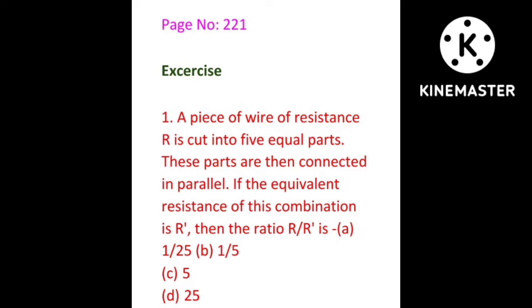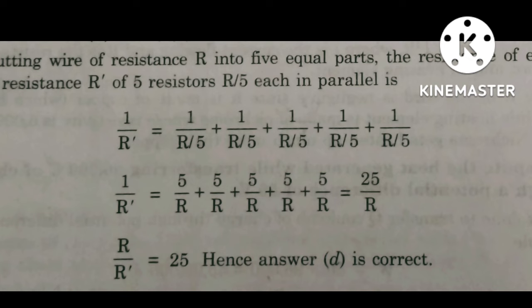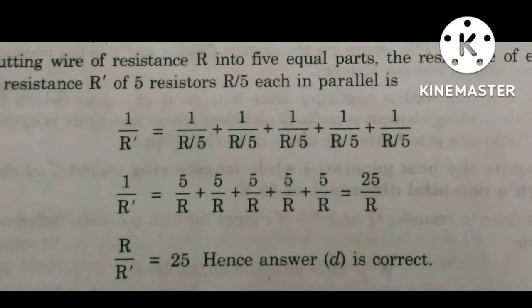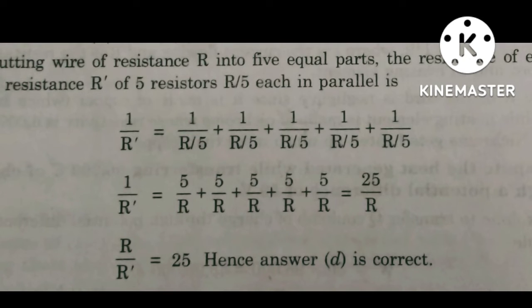Here a piece of wire is having a resistance R and it is cut into 5 equal parts. Then we have to connect them in parallel. Suppose the effective resistance of the parallel combination is R dash, then we have to calculate R by R dash. So that value we have to calculate. Here the wire is having a resistance of R, and if we cut it into 5 equal parts, what will be the resistance of each part? That will be R by 5 only, right?